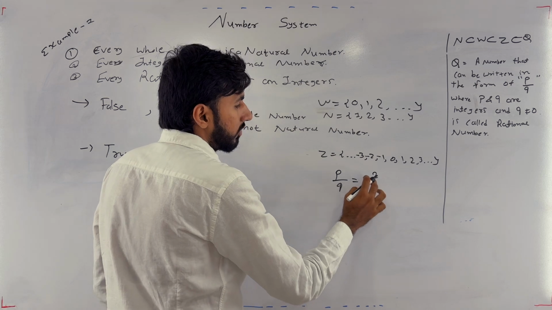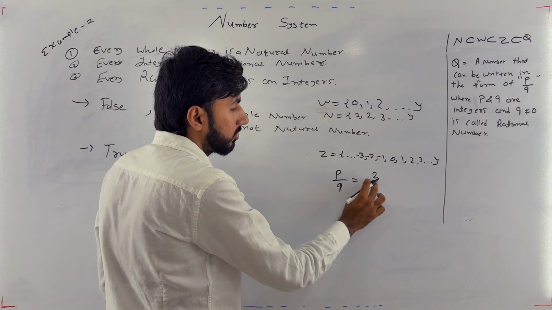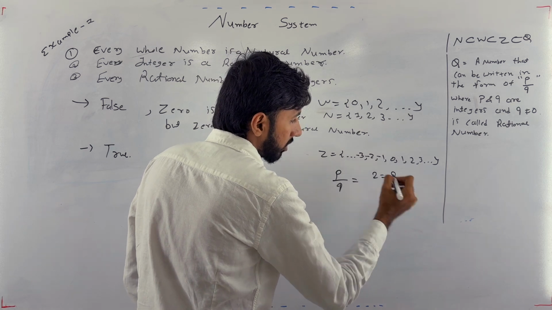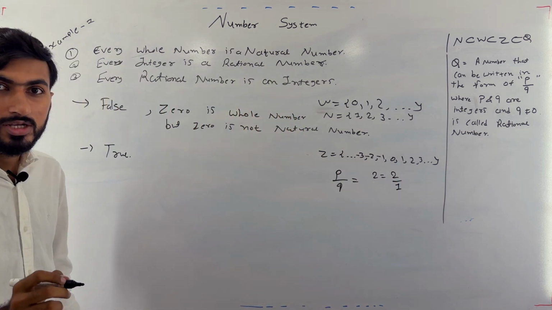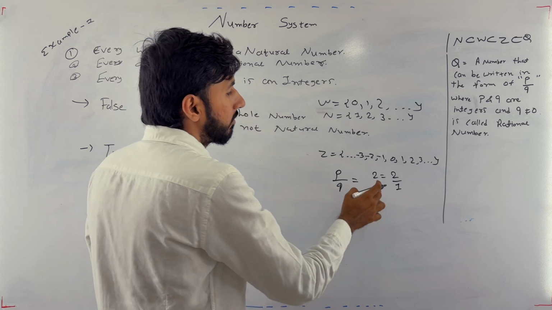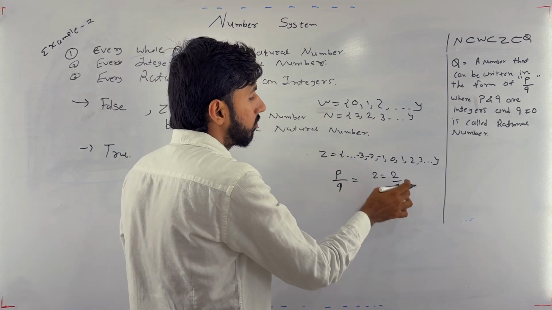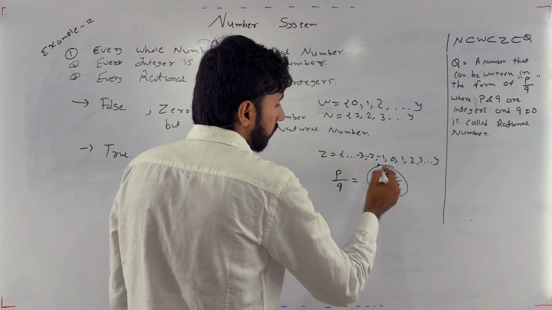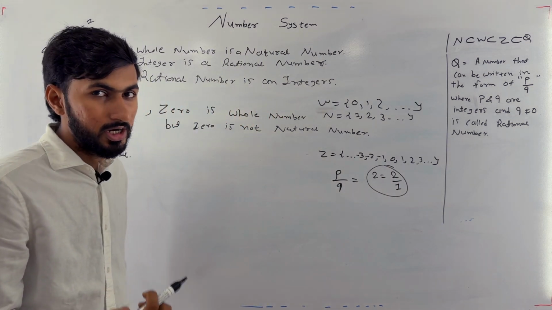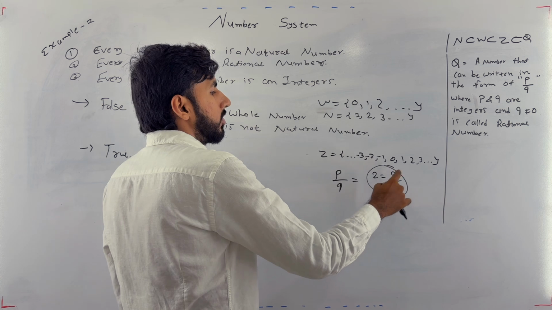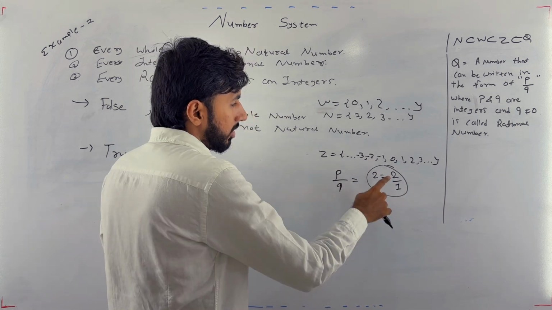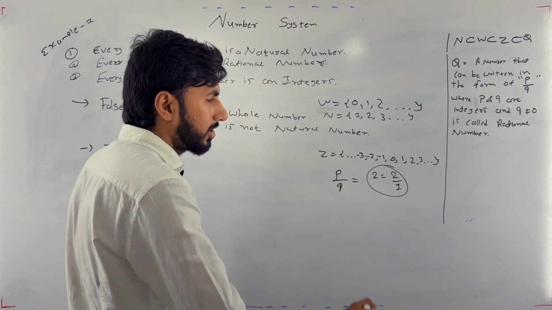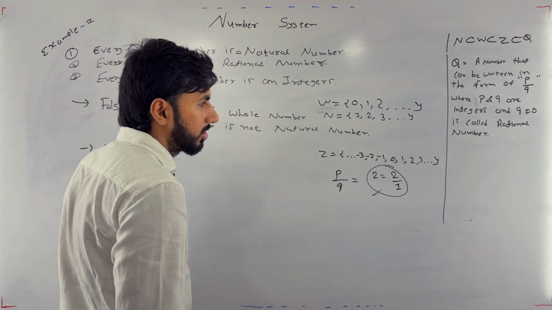If I want to mention 2 in the form of p by q, what I do is write 1 as the denominator. Does it affect 2? No, because if you write 1 in the denominator, the value of the numerator will not change, right? So we can represent 2 in the form of 2 by 1. Now it is in the form of p by q, where q does not equal 0, right? So it will become a rational number.